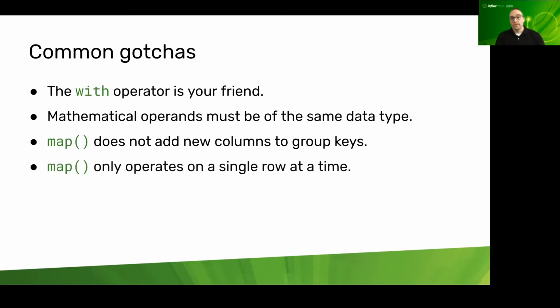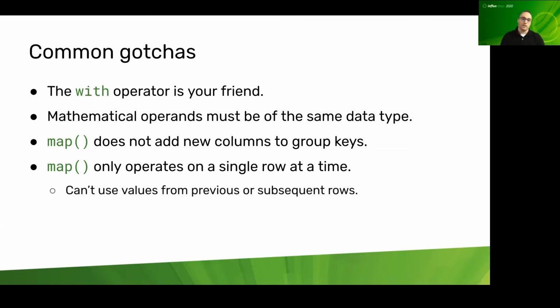Map only operates on a single row at a time, and there are a couple of repercussions with this limitation. Number one, you can't use values from previous or subsequent rows. So you can't do a cumulative sum where it updates the current row value using the sum from the last row and preserves all the rows. It can't do that. It can only use the values that exist in the current row record.